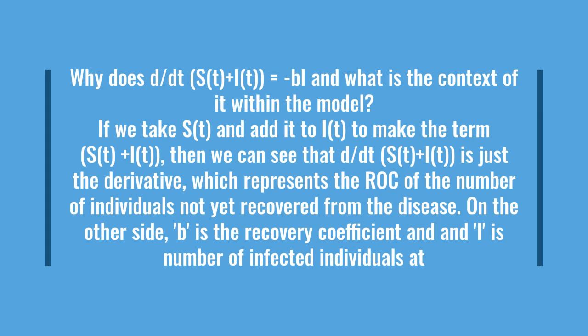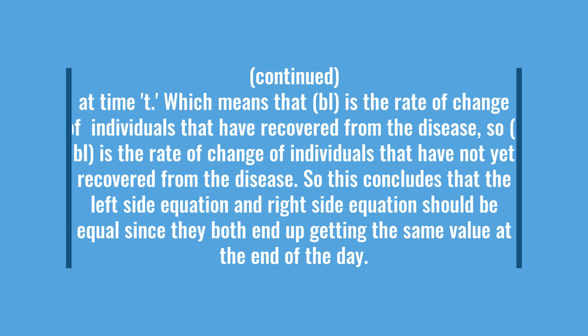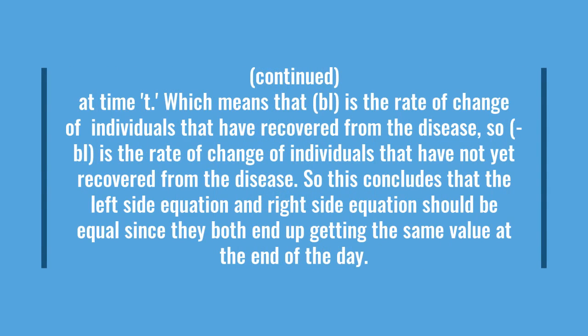On the other side, b is the recovery coefficient, and I is the number of infected individuals at time t. So this means that bI is the rate of change of individuals that have recovered from the disease, and negative bI is the opposite of that, the rate of change of individuals that have not yet recovered. So those both end up with the same value, the same information basically, kind of like left side equals right side. So at the end of the day, they should be equal, which makes sense, and they are.